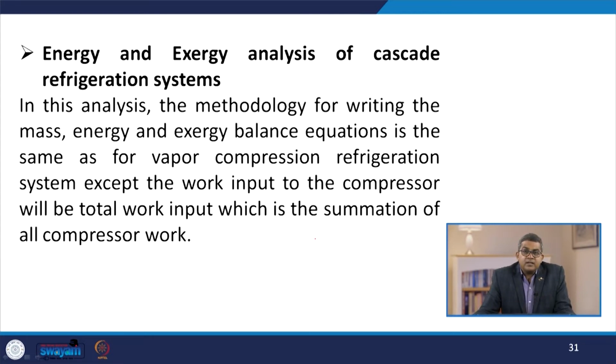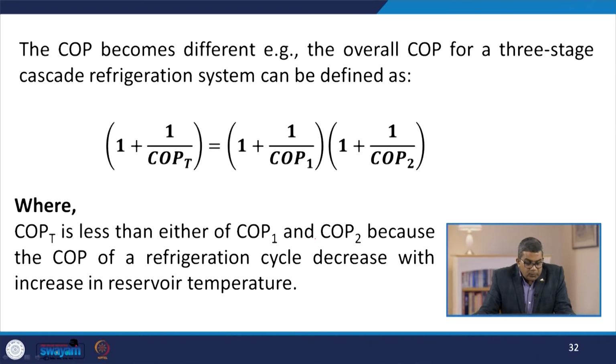In this analysis, the methodology of writing the mass, energy and exergy balance equations is the same as for the vapor compression refrigeration system, except the work input to the compressor will be the total work input, which is the summation of all compressor work. The coefficient of performance, or COP, becomes different. That is the overall COP for the three-stage cascade refrigeration system.